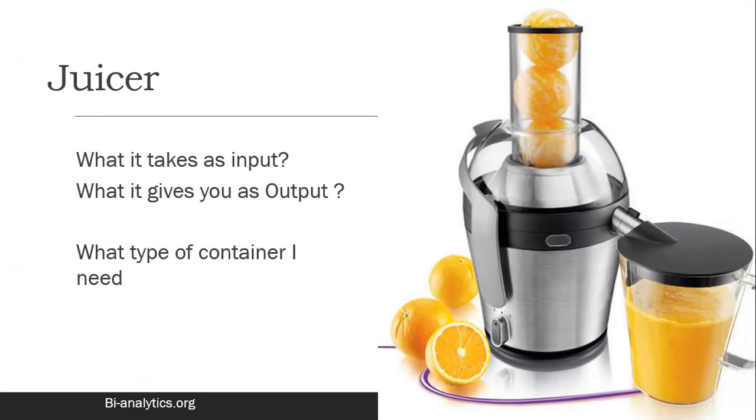Imagine this is a juicer. So what does it take as an input? It will take oranges, sweet lime as an input. And what does it give you as an output? It gives you juice as an output. Fine. Now imagine, as I told you in the first lecture, computer is a brainless machine. So if I ask a kid, go and take the juice from the juicer, which container should it take? Should it take a box or what should it take?